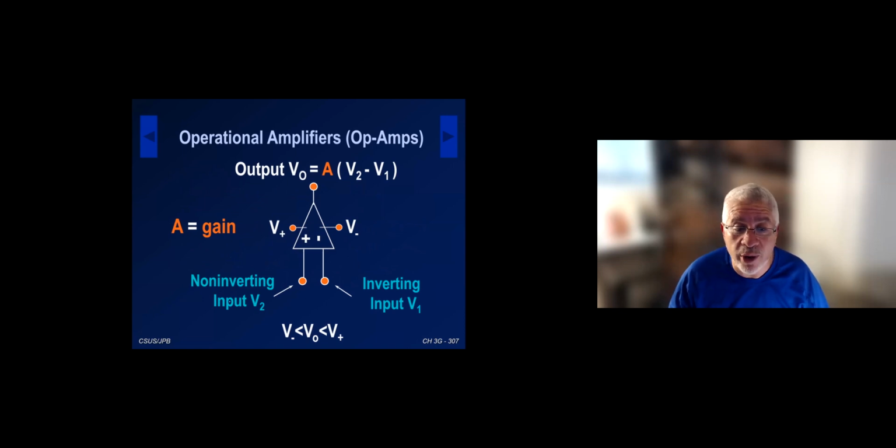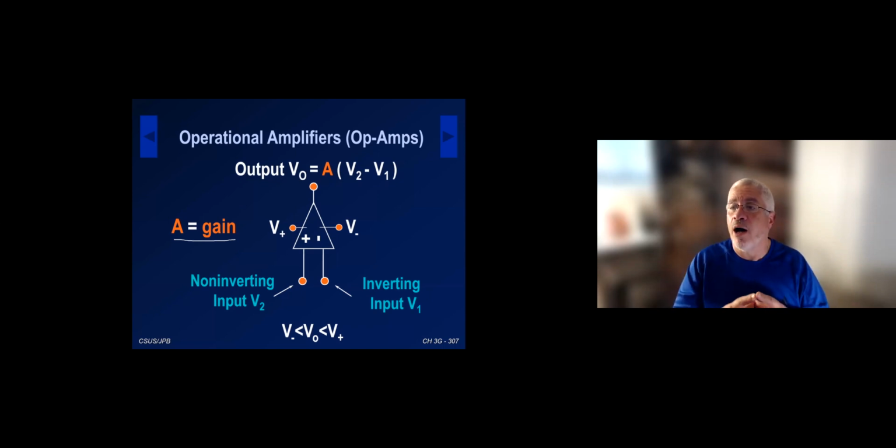One of them is called the non-inverting input, which is at the positive terminal here. We call it V2. And we have the inverting input, which is V1. What the op-amp does essentially is produce an amplification, which is the gain of the op-amp, between the input terminals and the output terminal. The output terminal here I'm calling V0, and it's an amplification of the difference between V2 and V1.